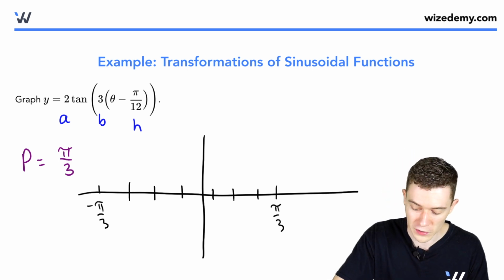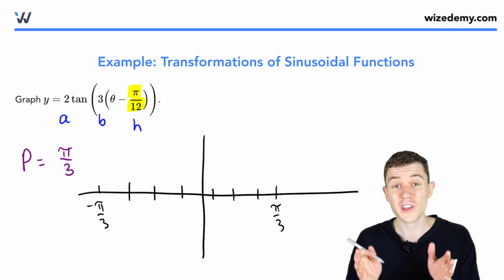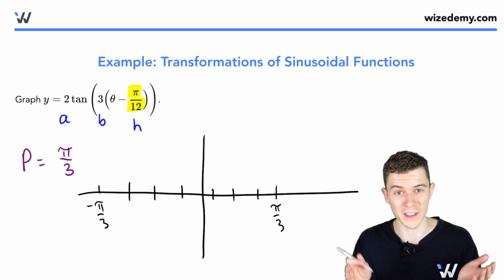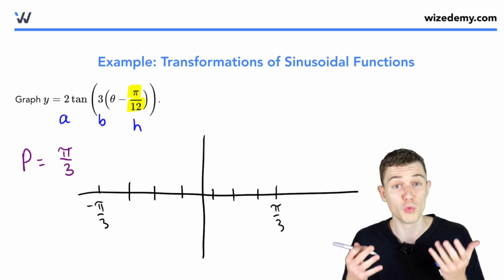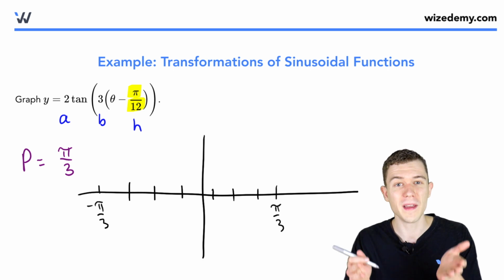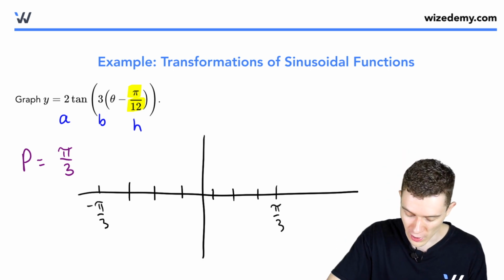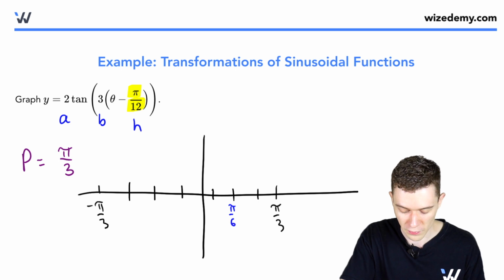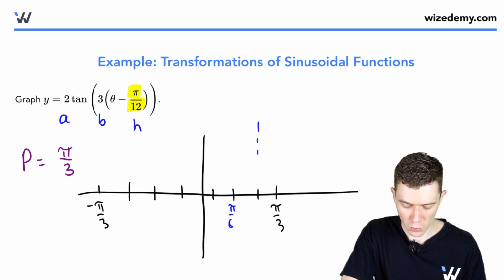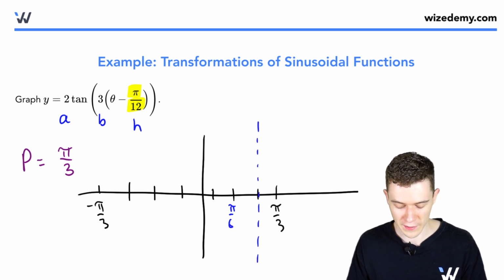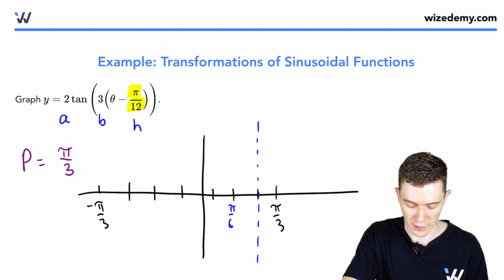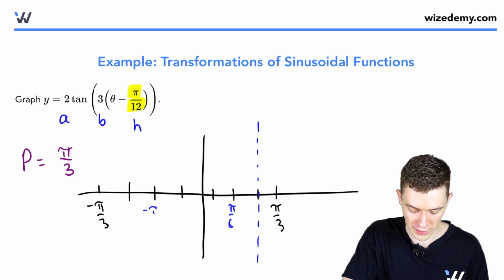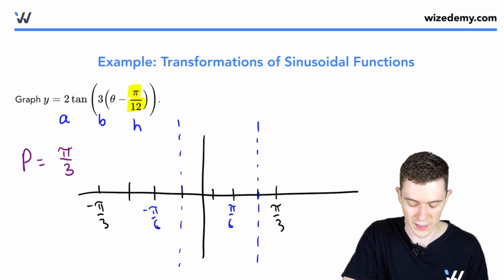The horizontal shift of pi over 12 shifts the asymptotes as well as the graph. So our asymptotes would be at pi over 6, but they move right by pi over 12. So if pi over 6 is right here, pi over 12 more will put us right here for our asymptote, as well as on the other side. Here would be minus pi over 6, so the other asymptote should go right here.